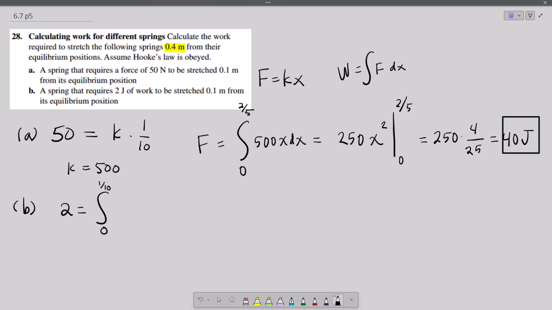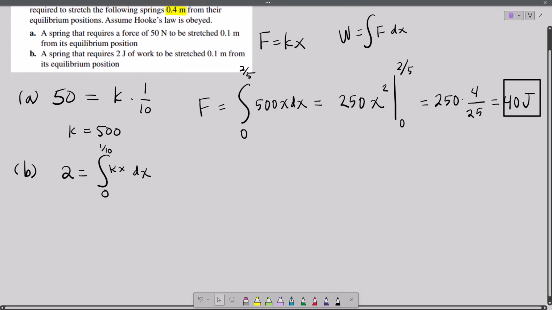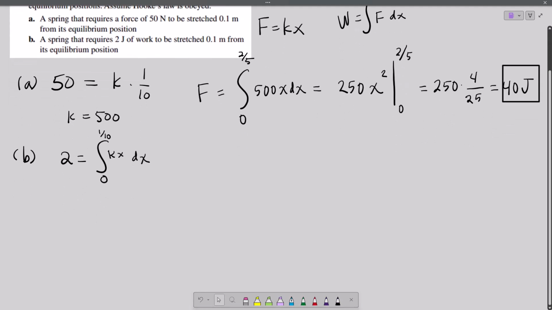And we don't know the force function, right? We don't know the force function. Everyone agree with that? So in here, all we can do is write this as kx. We don't know what that k value is yet. The k value is unknown. So we take a general force function kx. If we integrate it from 0 to 1/10, it's being stretched, so physically it should be positive 1/10. That is what we have to solve to get k.